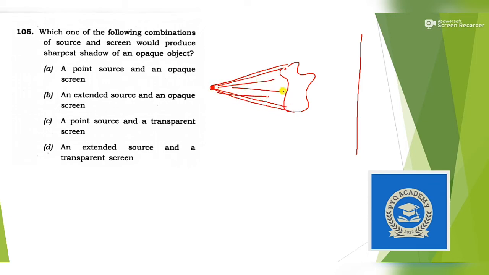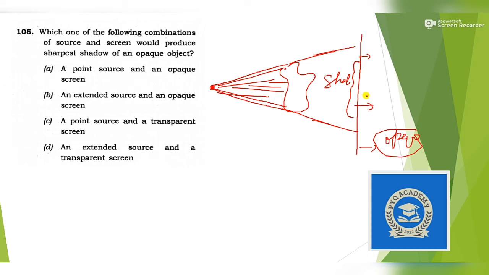object, since it is opaque, no light will come out from this side, it will go like this. Okay, so this is a shadow and shadow will be found on this screen, and if this screen is opaque, then only a clear shadow will be found. If this screen is translucent, then light can pass through this, so we will not get a clear shadow. So first we need to find the opaque screen. And not an extended source, a point source will be a better option. So answer is option A.